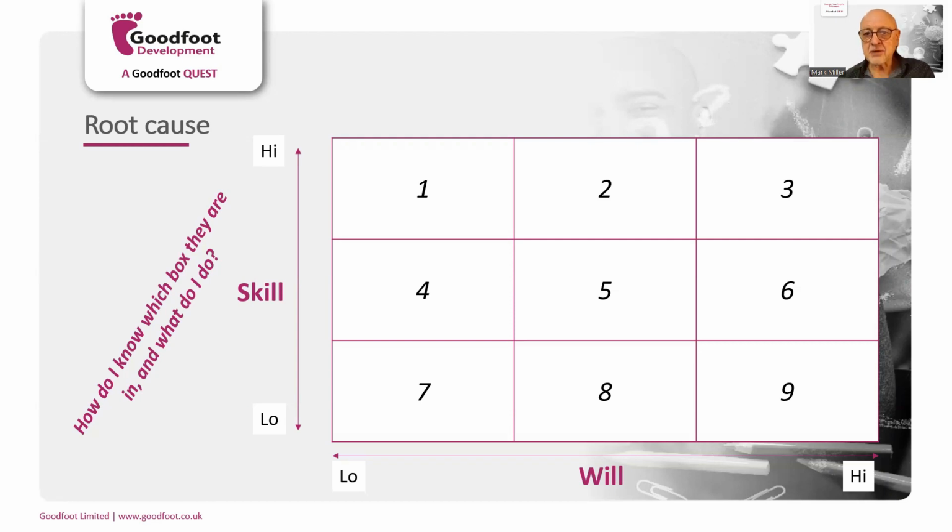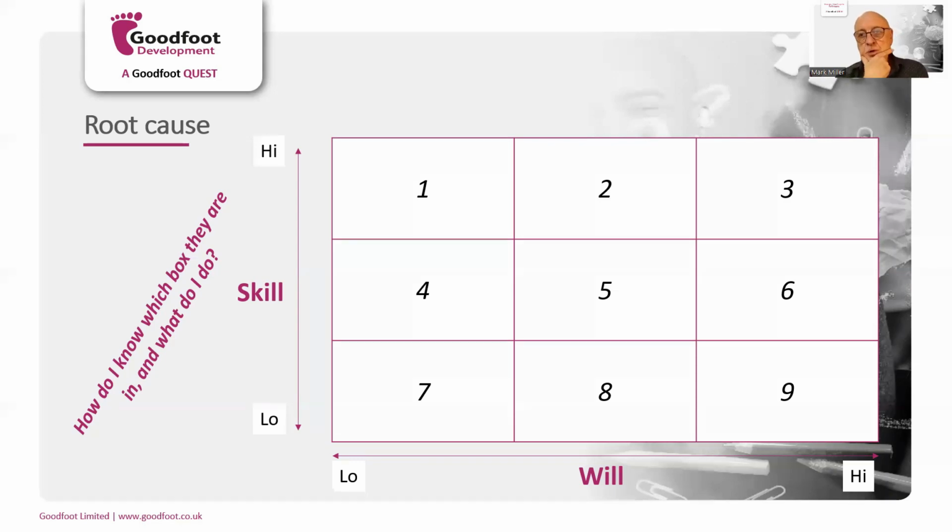They're a star, right? They're totally committed to you and they're really good at the job. You've probably seen people in box number 9, totally committed, but not that competent yet. So, of course, you train them up. You probably met people in box number 1, very skillful, but don't want to be there. So what do we do with those? We'll talk about those in a second.